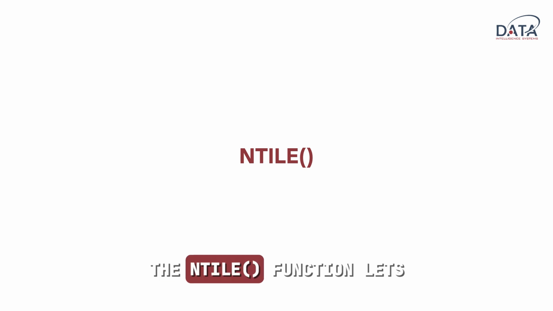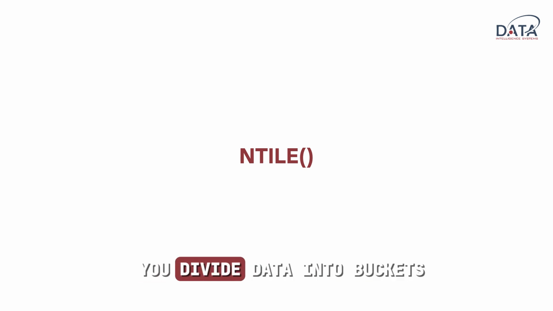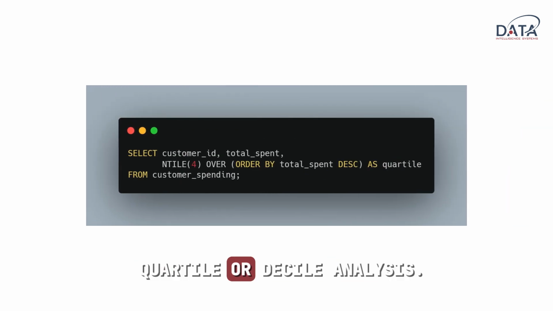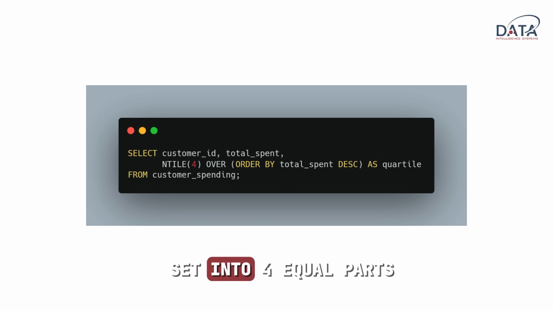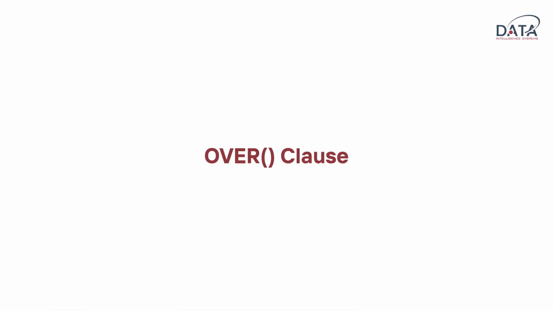Now, the NTILE function lets you divide data into buckets, which is useful for quartile or decile analysis. Example as shown on screen. This splits the result set into 4 equal parts, or as equal as possible, and assigns each row to a quartile.